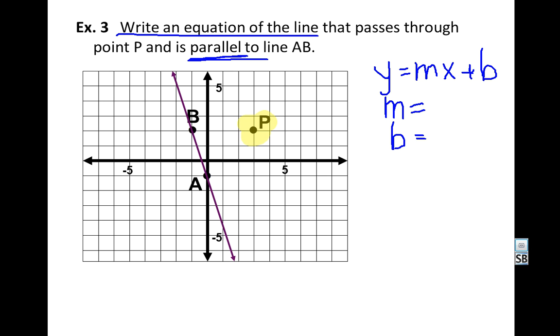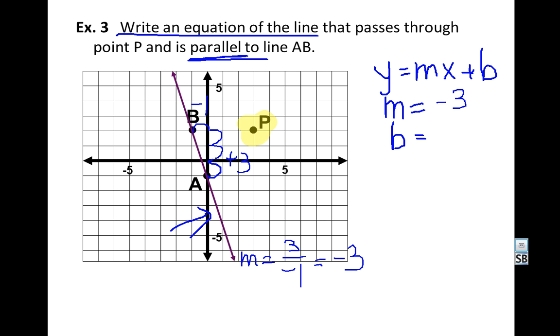So all you have to do is find the slope of this line, which has a rise of 3 and a run of -1. So the slope of this line was 3 over -1, which was -3. And since my line has to be parallel to this line, the slope has to be the same. Okay, how about the y-intercept?